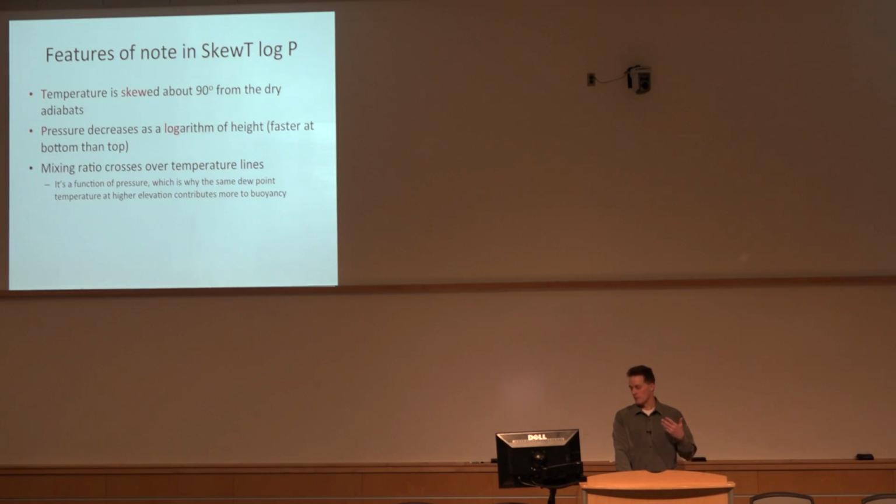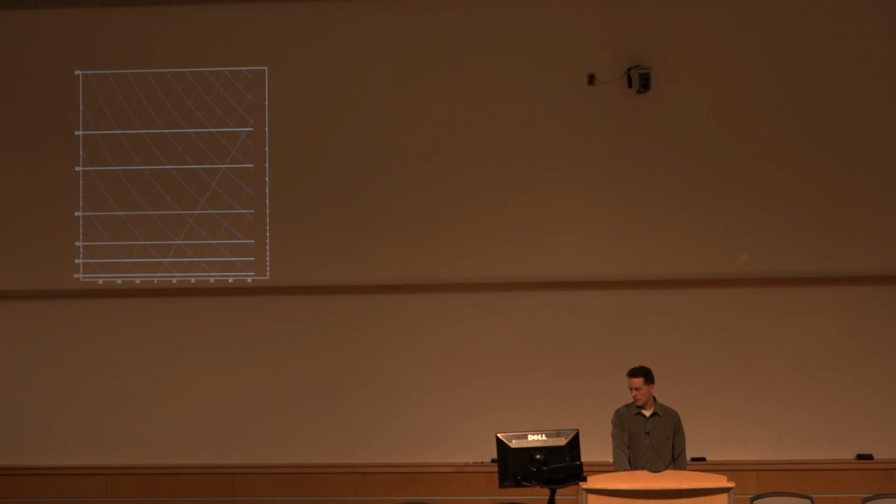Okay, so the features, again: it's the skewed temperature. We've got the logarithmic decrease in height, and the important one I point out is that the mixing ratios cross over. So again, elevation or the pressure matters, and that's why it's important to know the difference between the high plains, the low plains, the Gulf Coast, or if you're sitting on top of a mountain. The moisture actually makes a difference. And then, of course, the one thing we don't have on this plot is the moist adiabats.